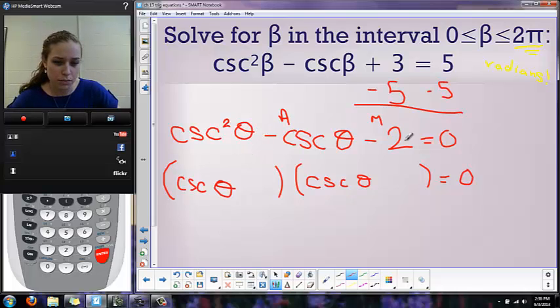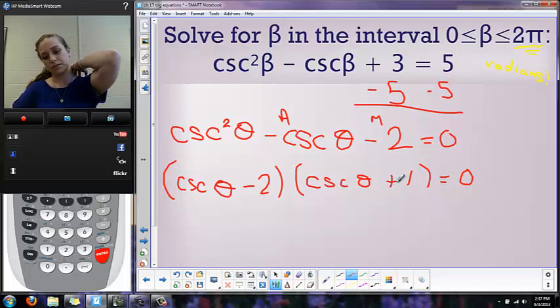Adds up to negative 1, multiplies to 2, negative 2. So I'm going to do 2 and 1. Adds up to negative 1. So I'm going to do negative 2 and a positive 1. Negative 2 plus 1 gives me negative 1. Negative 2 times 1 gives me negative 2.